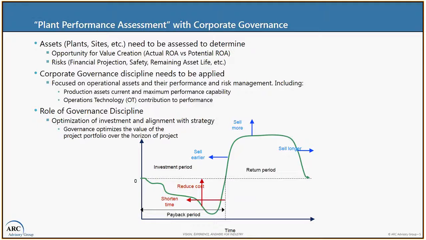Plants and sites performance need to be assessed to determine the opportunity for value creation versus risk. Of course, these assessments need to be applied with the corporate governance discipline so that the investment choice will optimize the value of the project portfolio over the horizon of the project or projects. Using plant performance metrics based on maximum asset capability assessments allows you to view available options that could improve the bottom line in improving the value created. Investment period issues, such as reducing cost or shortening project time, as well as return period issues, such as being able to sell more or for longer, as well as producing product earlier, are typical outcomes of the assessment quantification.